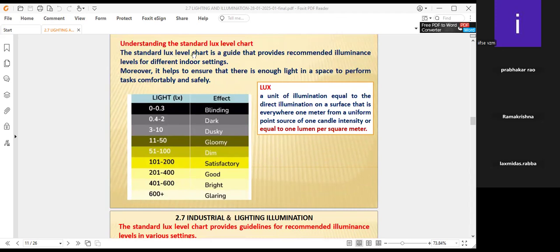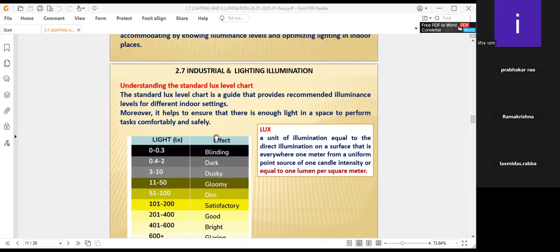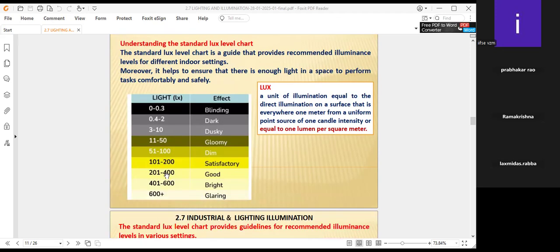See, for example, the standard lux level chart guide provides recommended illumination levels for different indoor settings. Only for different indoor settings will they tell. We have to see that for the recommendation, room dimensions are not mentioned here. Room dimensions also have to be taken into account while considering the 201 to 400 range. Depending upon the room dimension, from 201 to 400, we have to select in between.